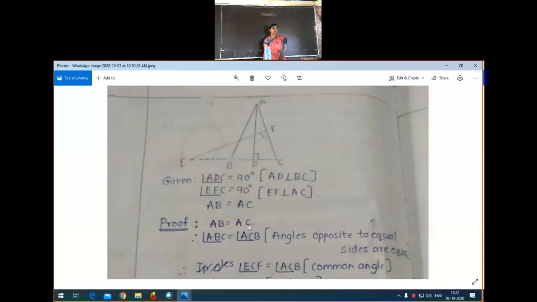You all know the property of an isosceles triangle: angles opposite to equal sides are equal. Now these two sides are equal, in the sense the angles opposite to these equal sides are equal. For side AC it is angle B, for side AB it is angle C. So AB equal to AC means angle ABC is equal to angle ACB. Angles opposite to equal sides are equal. Next, angle ECF is equal to angle ACB. That is a common angle.